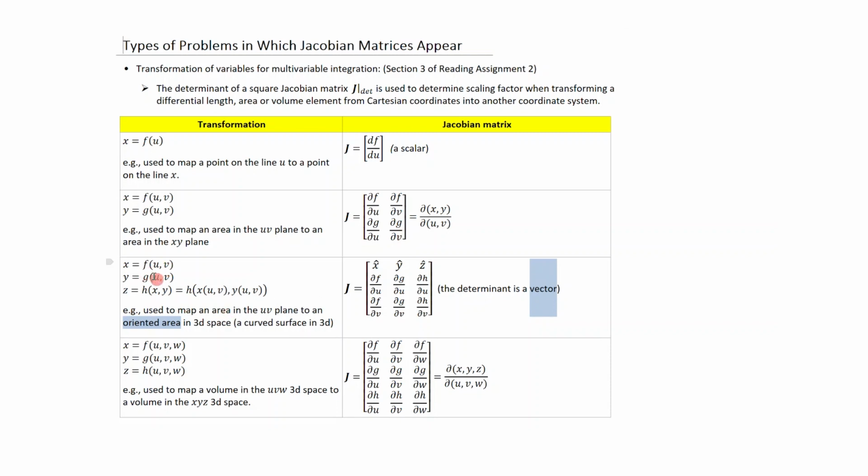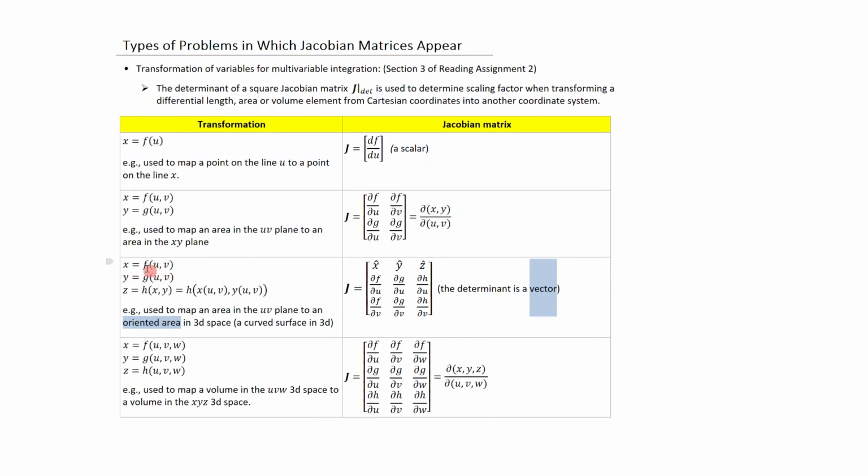We can also go one step further. We can say, for instance, let's say we have x, y, and z, where x is a function of u and v, y is a function of u and v, but z is h of x and y. That is, z is h(x, y). This would basically be describing the equation of a surface. Since x is a function of u and v and y is a function of u and v, then z would be a function of u and v as well.